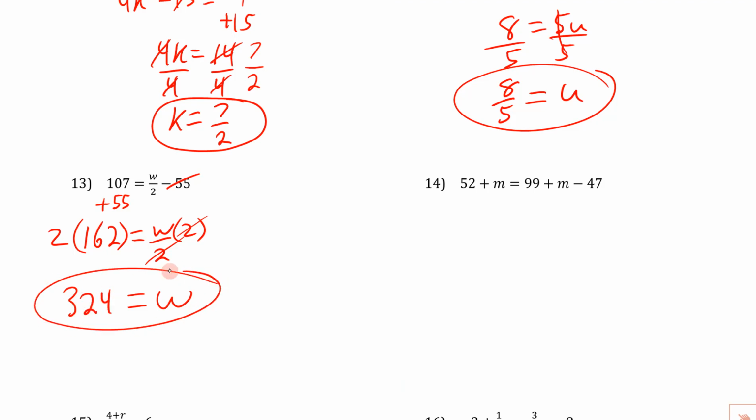324. Okay, let's take a look here. We've got 52 plus m. That side is already simplified, but this side is not. We can combine those like terms. We've got 99 minus 47.